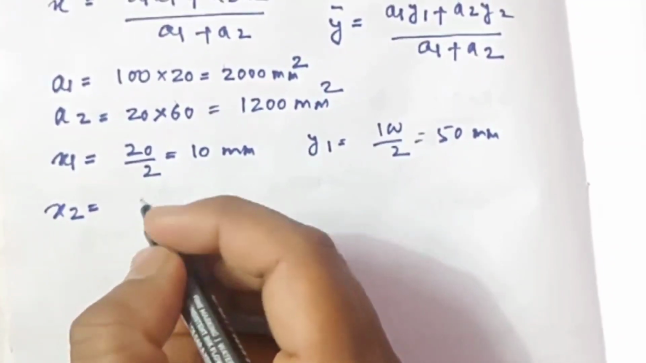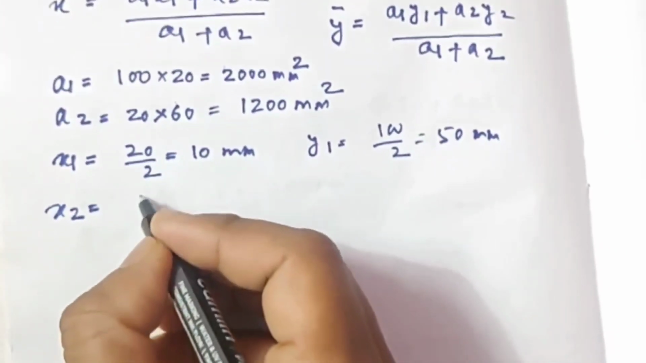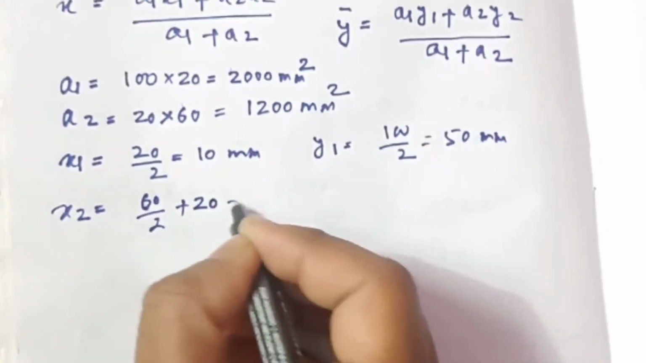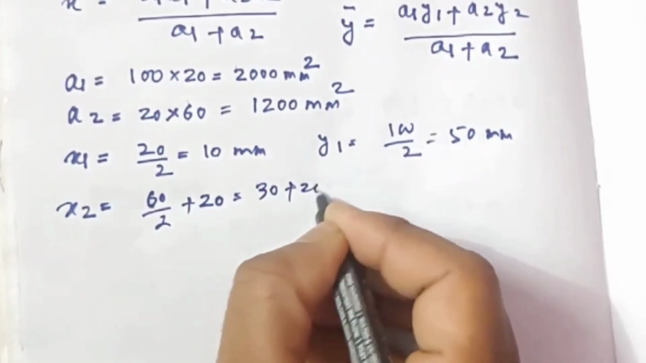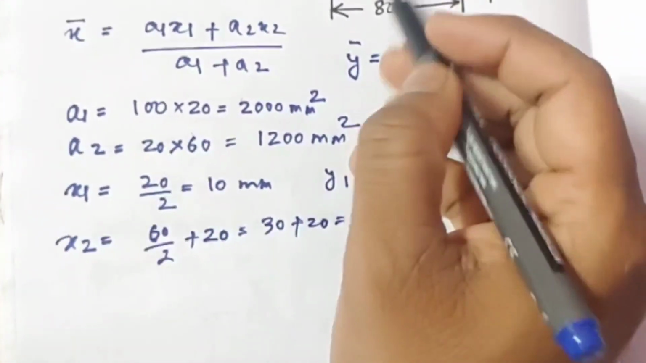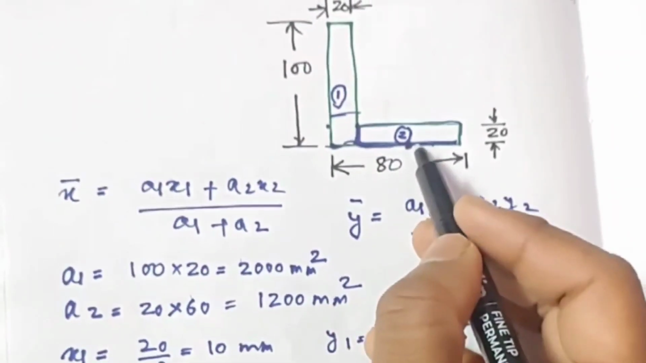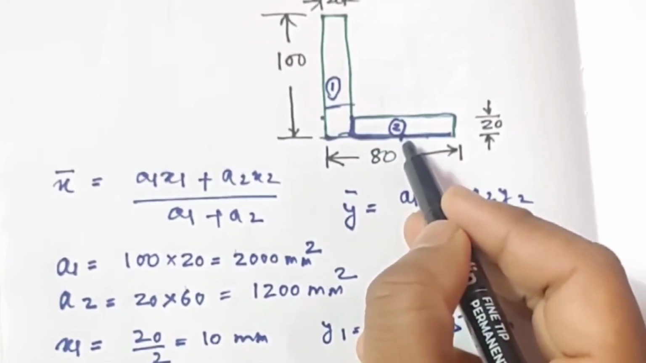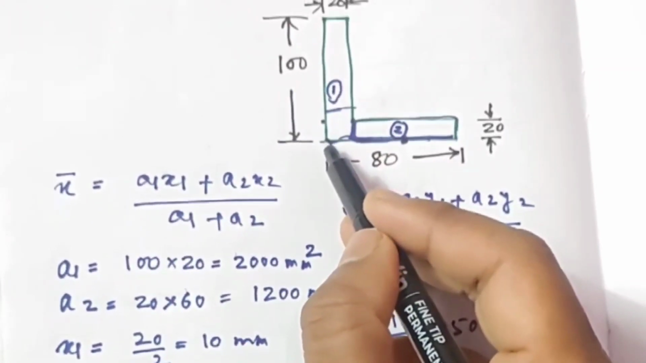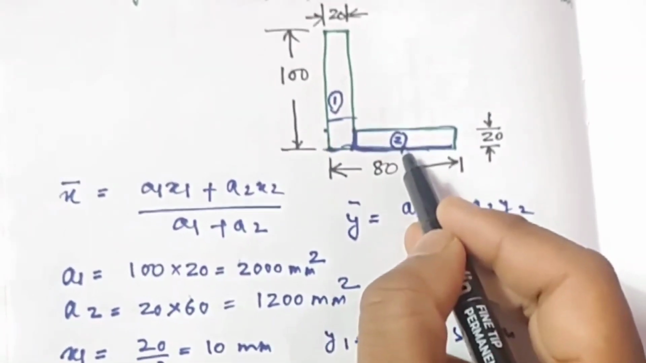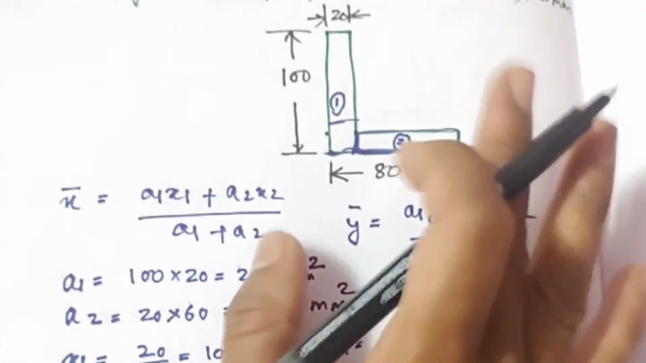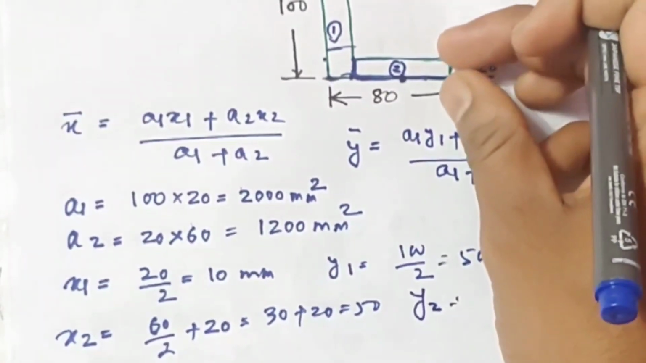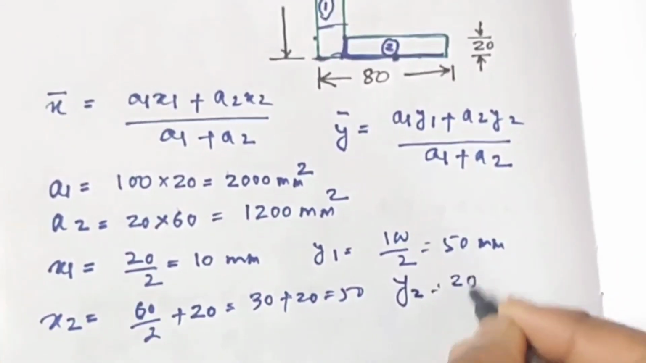So we can write it: half of 60 plus 20, so 30 plus 20 is equal to 50. As section 2's center lies at half of 60, the distance from the axis is equal to 20 plus 30, which is 50. So x2 will be 50. Understand? Y2 is equal to half of section 2, that is half of 20, 10 mm.